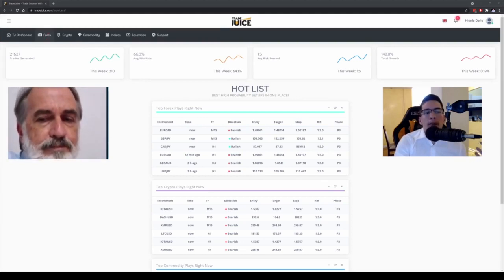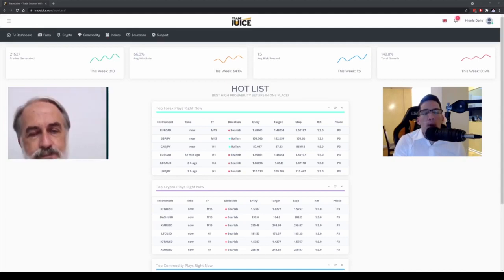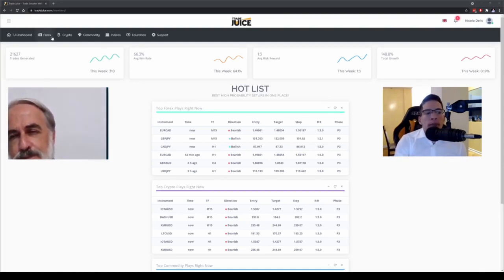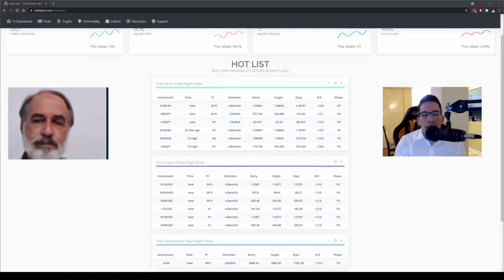So we have 4 different asset groups: Forex, crypto, commodities, and indices. After it, we have the education center, and we have a support. Most people that are using the Tradeology are mostly on this part. Like, you don't need to have 20 things open just to not miss the trade. Everything that you need to find the trade is right here.